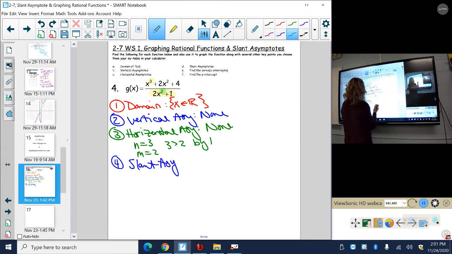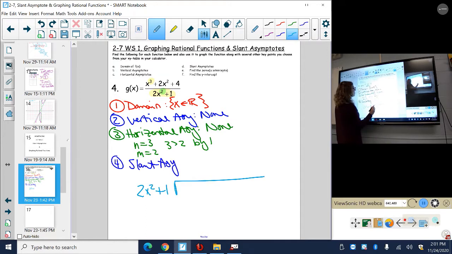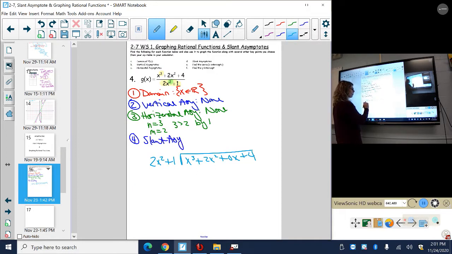So we're going to go ahead and find that slant asymptote. So that's 2x squared plus 1, and this is going to be an x cubed plus a 2x squared plus a 0x plus a 4. Okay? So let's go ahead and find that. What do I multiply 2x squared by to obtain an x cubed? Well, I got to cancel the 2 out. So that means I have to multiply by a half, and I only need one more x. So that's going to be a half x. So half x times 2x squared is going to give me an x cubed. Half x times a 1 is going to give me a plus 1/2 x.